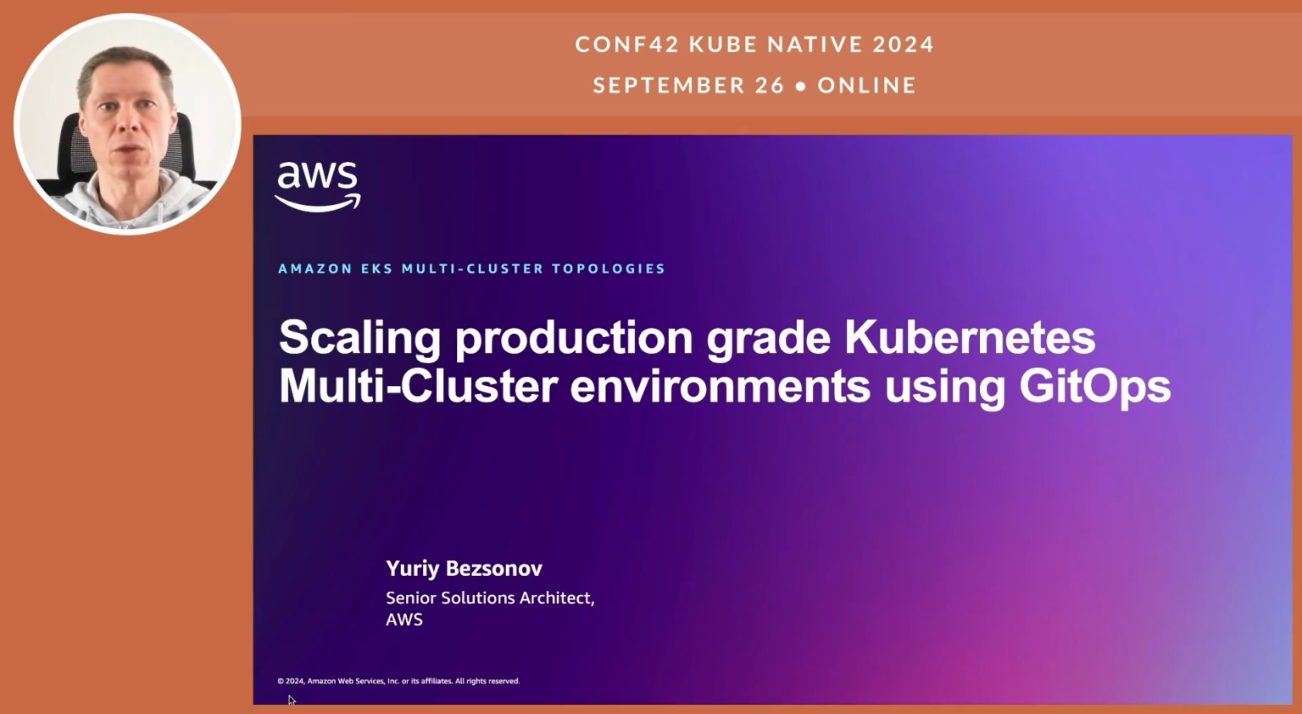My name is Yuriy Bezsonov and I'm Partner Solution Architect at AWS. I work with different AWS customers and partners and help them to build solutions on AWS. One of the areas where I am involved more is containers, especially Kubernetes. Kubernetes on AWS is delivered by Amazon Elastic Kubernetes Service, in short Amazon EKS.